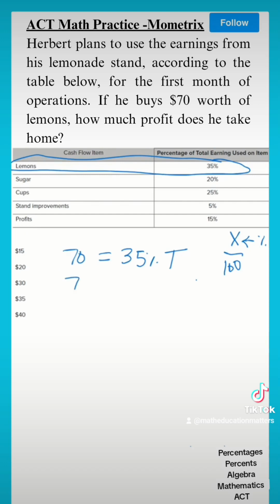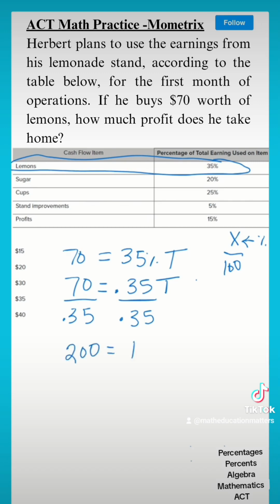So we're going to do 70 equals, we're going to convert this percent to a decimal, which would be 0.35 times t. To solve for t, we're going to divide by 0.35 on each side. 70 divided by 0.35 is 200. So our total earnings is t.